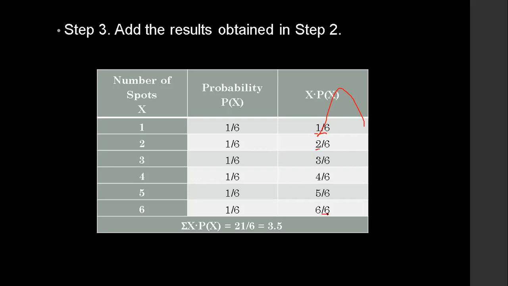So, therefore, meron tayong the summation of x times p(x) or the probability is equal to 21 over 6. So, i-divide pa natin yan. So, 21 divided by 6. So, we have 3.5. So, ano pang 3.5 na to?